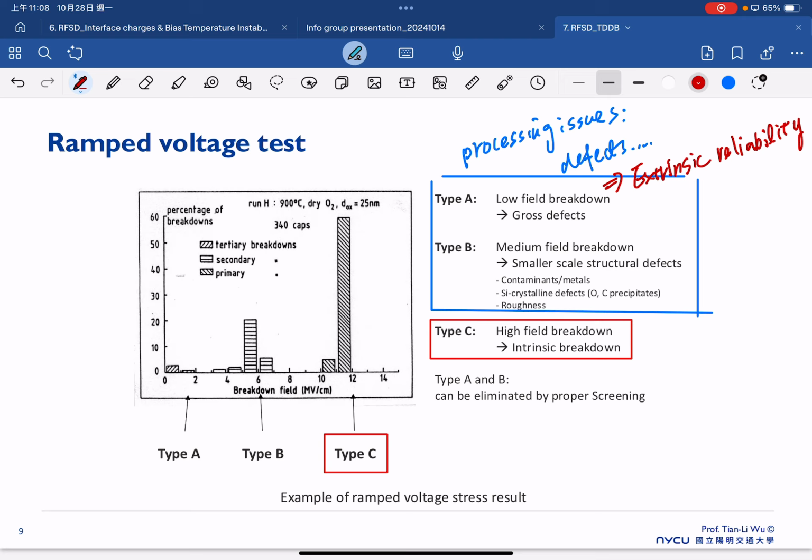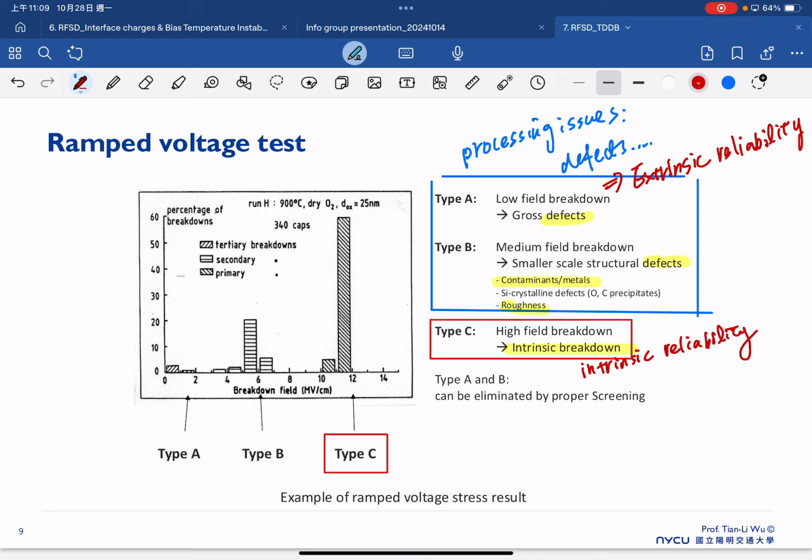On the other hand, for example, the type A can be defects here. So all kinds of defects, contaminations, metal, roughness, whatever. That always causes the extrinsic reliability. But what we are really interested in is type C, because type C is an intrinsic breakdown. We are really testing the dielectric breakdown, under the consideration that we don't have the influence from defects. It purely depends on our dielectric properties here. So this is intrinsic reliability.